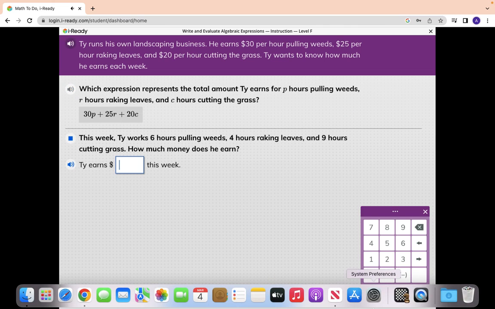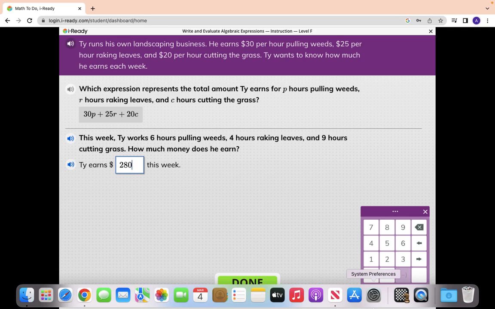This week, Ty works 6 hours pulling weeds, 4 hours raking leaves, and 9 hours cutting grass. How much money does he earn? So 30 times 6. So first we need to find out 6 times 3, which is 18, and add a 0, so 180 plus 25 times 4. I'm just going to write 180 here. Plus 25 times 4 is 100, so 280.